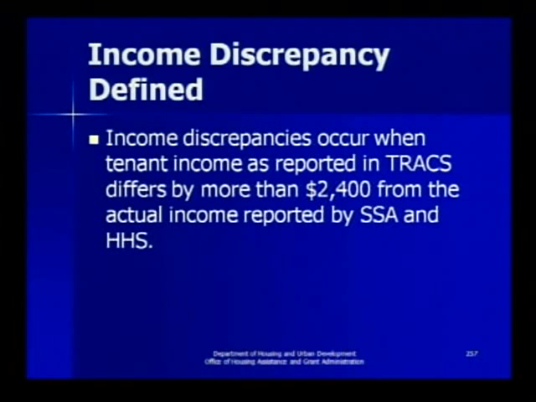Income discrepancies occur when the income in EIV differs more than $2,400 from the income reported on the tenant's 50059. That creates the income discrepancy. It's important to note that only income from wages, that's HHS, and Social Security are contained in EIV. So other income, such as pensions, annuities, IRAs, any income from the banks and so forth, is not reported in EIV, so it will not be part of an income discrepancy.